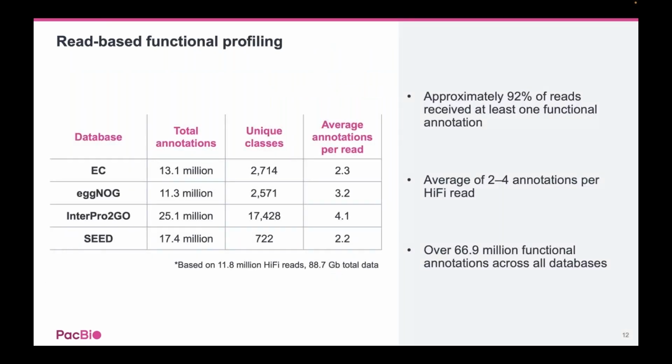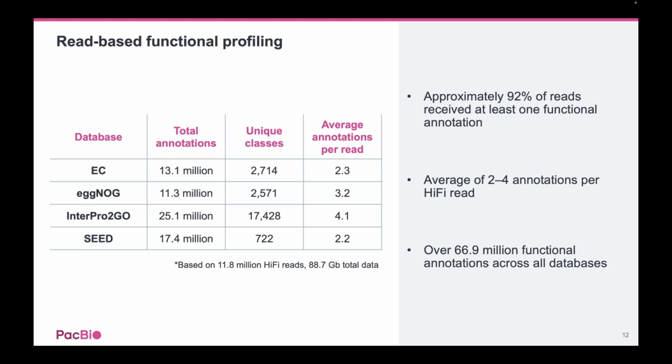And the last thing I really want to touch on in this section is related to functional profiling. So again, as I mentioned, the Diamond and MEGAN workflow will output functional annotations in addition to these taxonomic annotations. And what's really incredible is that because HiFi reads are packed with gene content, approximately 92% of the reads received at least one functional annotation. But in reality, it was actually more of an average of 2 to 4 annotations per HiFi read. And that's not just 2 to 4 genes on a HiFi read, but 2 to 4 genes with a known functional annotation per read. So there are many additional genes present there that we just simply can't match.